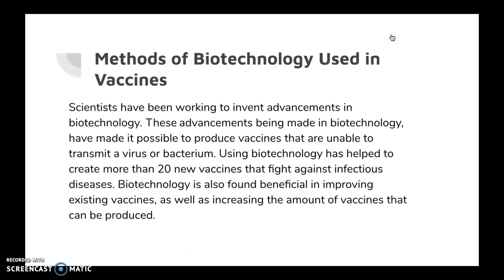Methods of biotechnology used in vaccines. Over the years, scientists have been working very, very hard to invent as well as discover advancements in biotechnology. These advancements have actually made it possible to produce vaccines that are unable to transmit a virus or bacterium. The use of biotechnology has helped to create more than 20 new vaccines that fight against infectious diseases. Biotechnology is also found beneficial in improving existing vaccines, as well as increasing the amount of vaccines that can be produced.